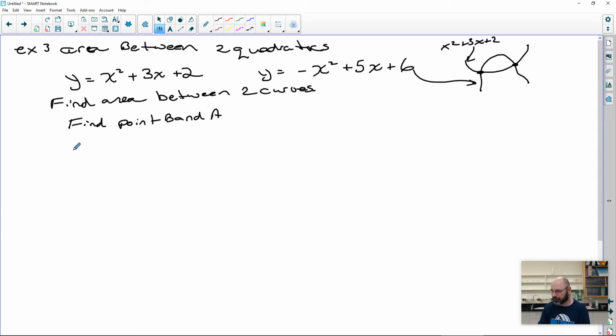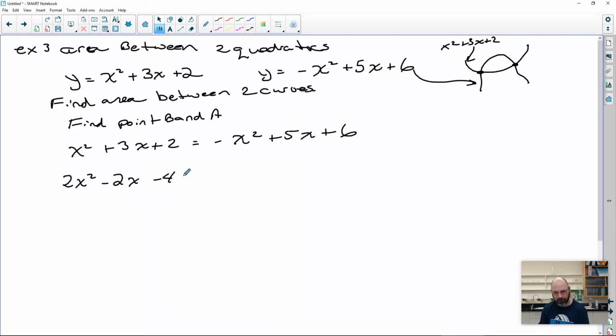So that would mean we're just going to equate them together. x squared plus 3x plus 2 equals negative x squared plus 5x plus 6. I'm going to bring everything from the left side to the right side. So I'm going to add x squared, and that's going to give you 2x squared over here. I'm going to subtract 5x, which gives me negative 2x. And I'm going to subtract 2 from 6, which gives 4, equals 0.